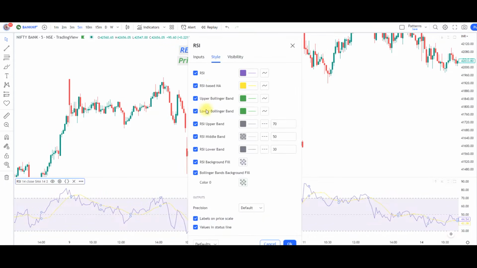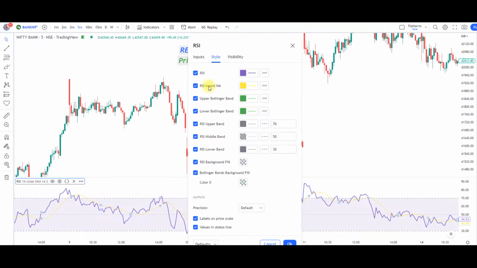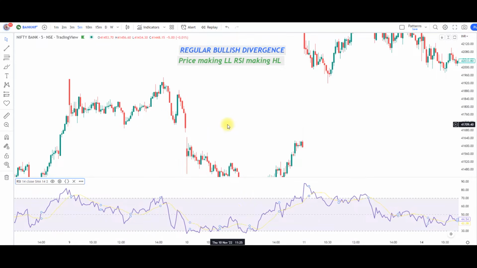You don't need to change anything in the settings. So I am making this RSI line bold. You can see here RSI. The color I have selected is purple. So I am making that line a little bold. And you don't need to change anything here. So the settings are ready now. Now our setup is ready for us to enter into the divergence trade.